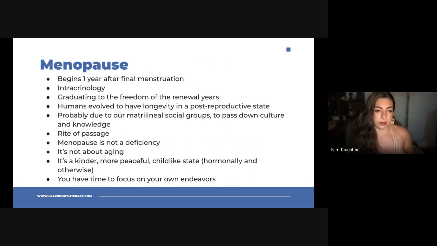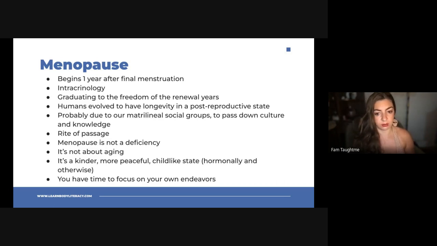So it's this rewiring of the brain at this time, and it's a graduation in a way to more freedom. Humans seem to have evolved to have a post-reproductive state, with a lot of longevity in that state. We can only reproduce for the first half or so of our lives. And that is probably due to our matrilineal social groups, to pass down culture and knowledge, and menopause in many cultures is seen as a rite of passage.